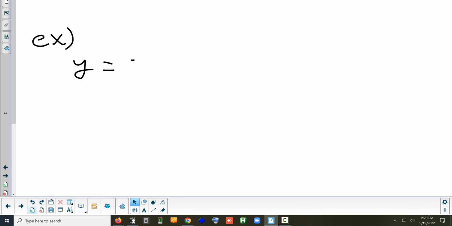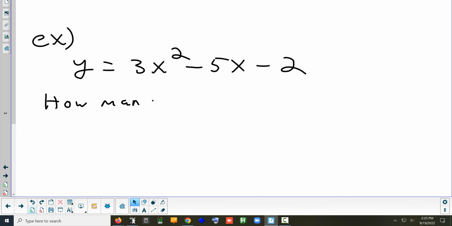Just make one up. 3x squared minus 5x minus 2. I just want to know how many zeros this graph has. And there's lots of ways I could ask that. How many zeros? They're also called roots. How many roots does this equation have? I could also say how many times does it cross the x-axis.